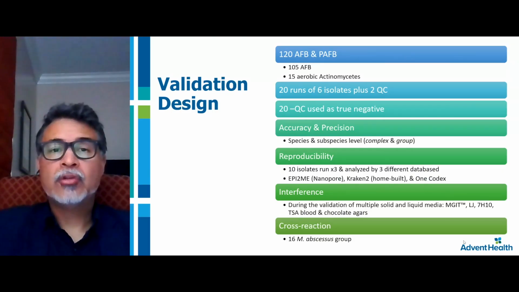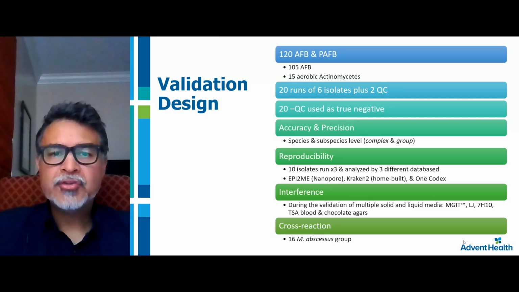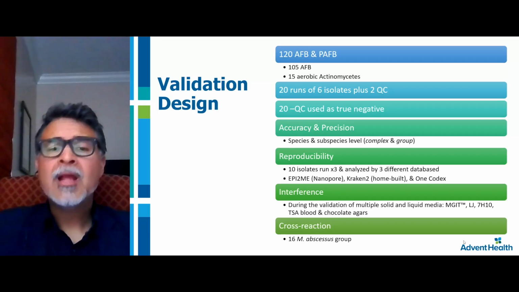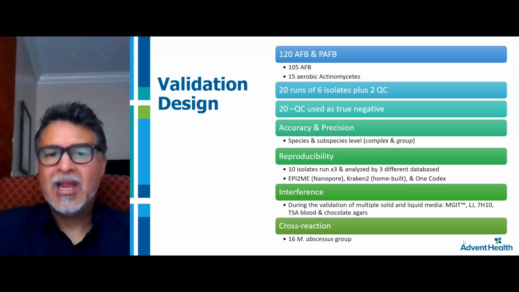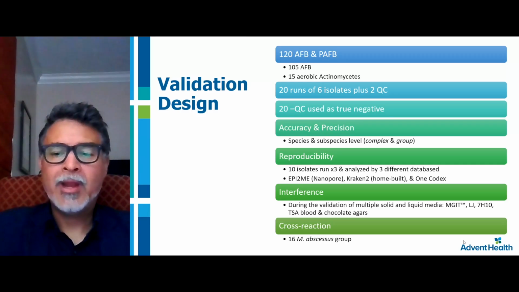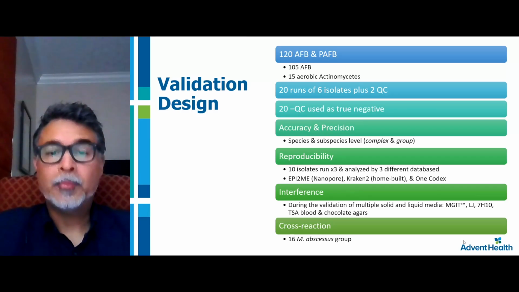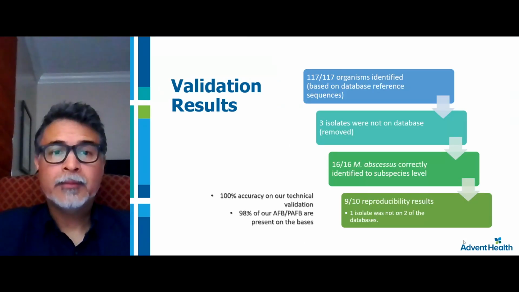The validation was done with 120 organisms: 105 AFB, acid-fast bacilli, and 15 aerobic actinomycetes. There were 20 runs with 6 isolates plus 2 QC, so the 20 negative QCs were taken as true negatives. We evaluated accuracy and precision using different species, and reproducibility between different platforms. At the beginning, we used the Kraken 2 platform. That's something that we don't use anymore, since EPI2ME is now based on Kraken 2, and we have access to multiple other databases. Interfering substances with multiple media were evaluated, and cross-reaction between abscessus group species, to make sure that the accuracy and reproducibility were appropriate.